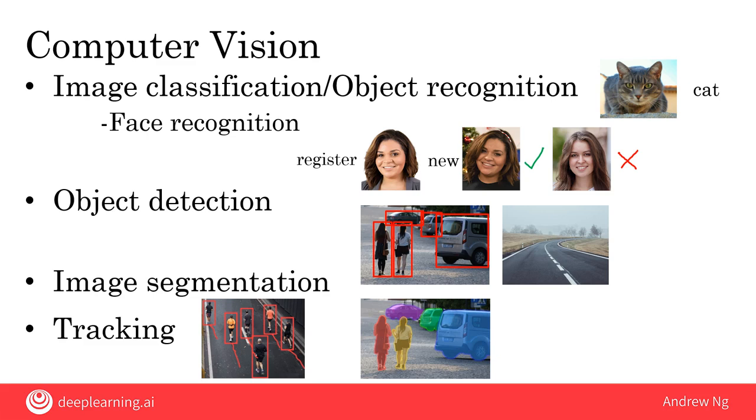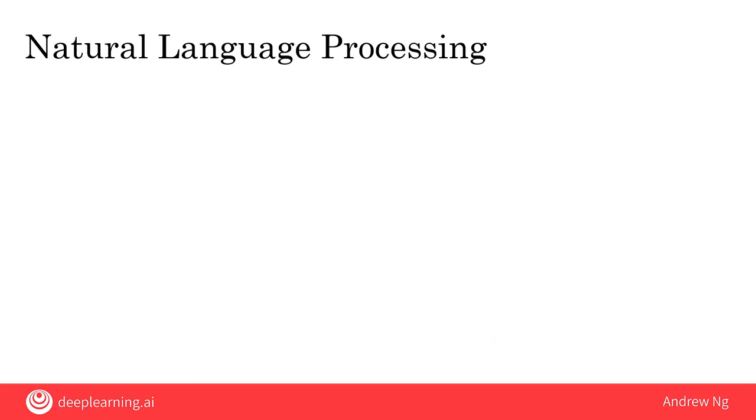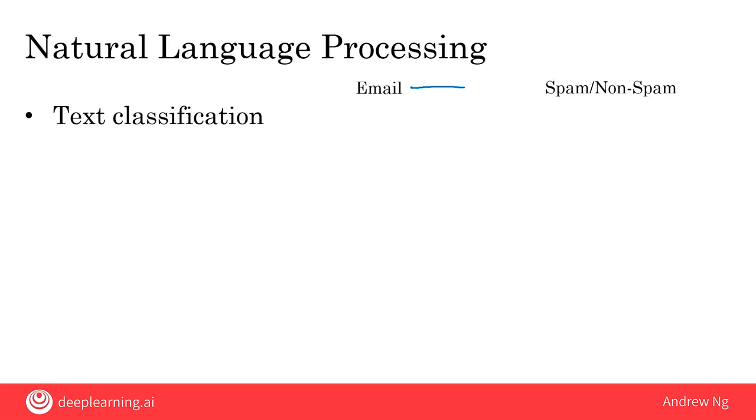AI, and deep learning specifically, is also making a lot of progress in natural language processing. Natural language processing, or NLP, refers to AI understanding natural language, meaning the language that you and I might use to communicate with each other. One example is text classification, where the job of the AI is to input a piece of text, such as an email, and tell us what is the class or what is the category of this email, such as is this spam or non-spam email.